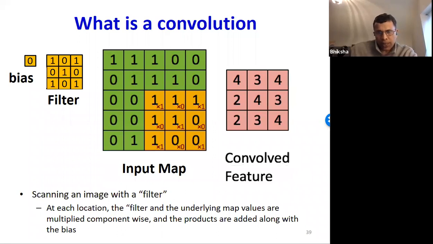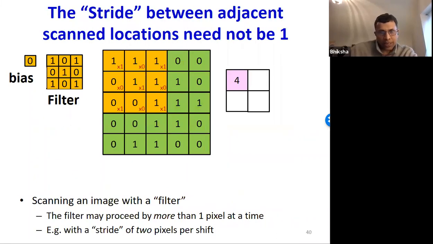Now, the filter need not advance by 1 position at a time. You can actually have a stride. That's how much it advances by is called the stride. And you can have a stride that's larger, like 2. So in this case, again, if you place the filter at the top left corner, you're going to get this value of the output map.